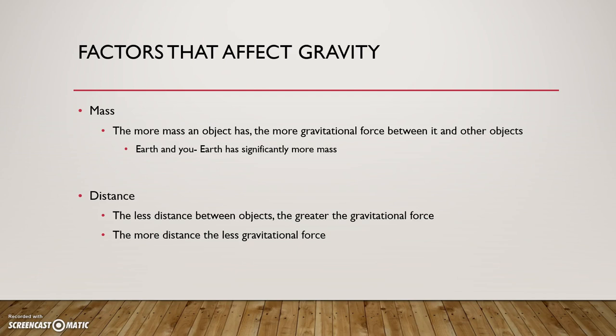The second factor that affects gravity is distance. The less distance between the objects, the greater the gravitational force. And the more distance, the less gravitational force. That's why Pluto takes a whole lot longer to orbit the sun than the Earth does, because the Earth is closer to the sun, and Pluto's further away.